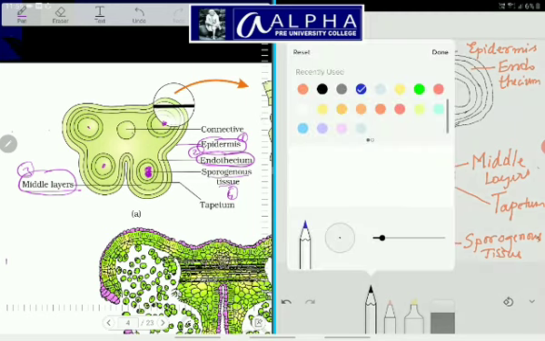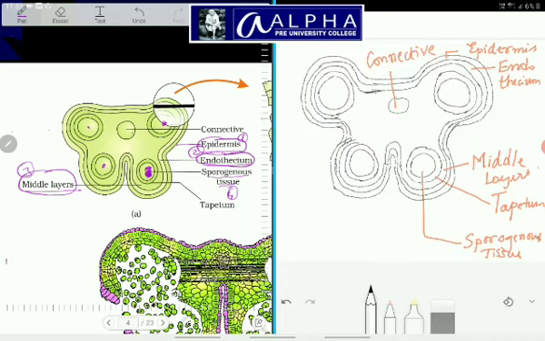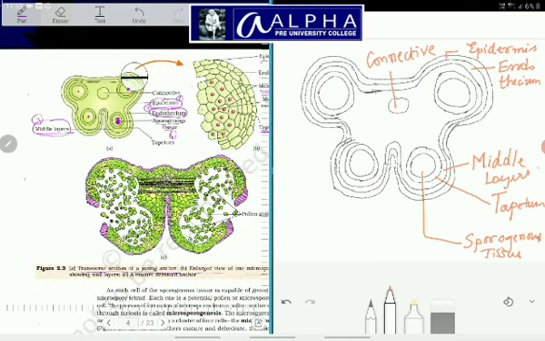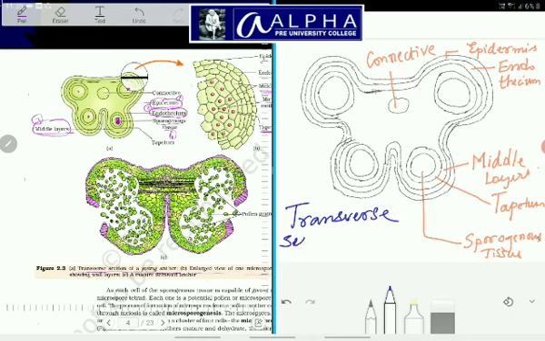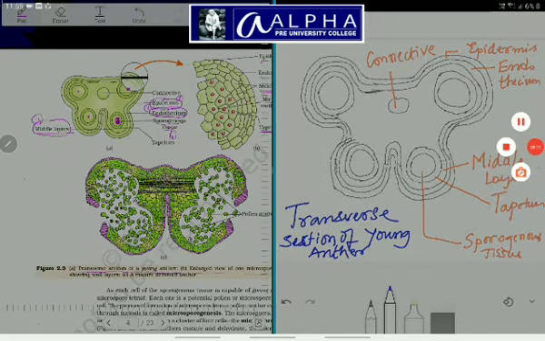And finally I need to name the diagram. What is this diagram? This diagram is a sectional view. You see here, transverse section of young anther. Transverse section of young anther. Okay, so we have finished off writing the sectional view of young anther.